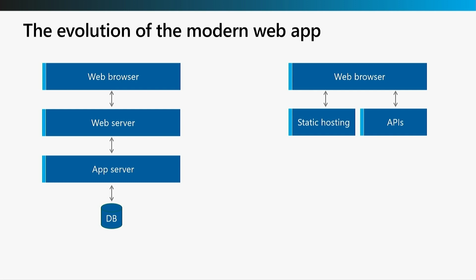What we're dealing with today, and we're talking more about with the Jamstack, is we have that web browser, but instead of having these servers out there, we can actually have our APIs directly talk with the web browser, and then the static hosting, which is the fastest way to get our HTML up to the browser.